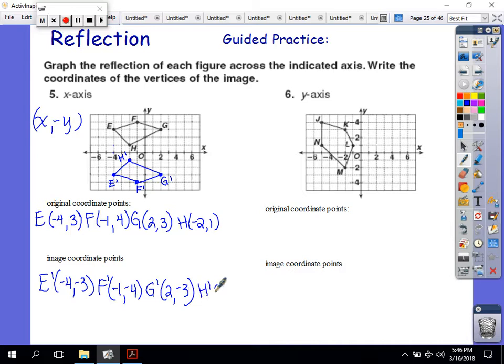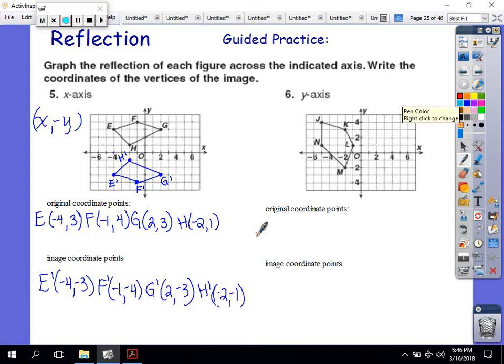And H prime, let's do the rule. -2 stays the same, and then 1 becomes its opposite, which would be -1. Double check that. Start at 0, 0, left 2, down 1, and there it is. All right. Now let's practice over the y-axis.